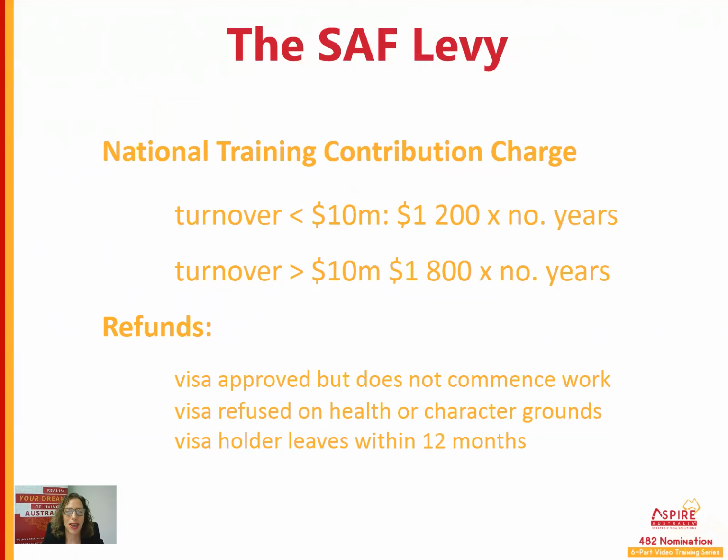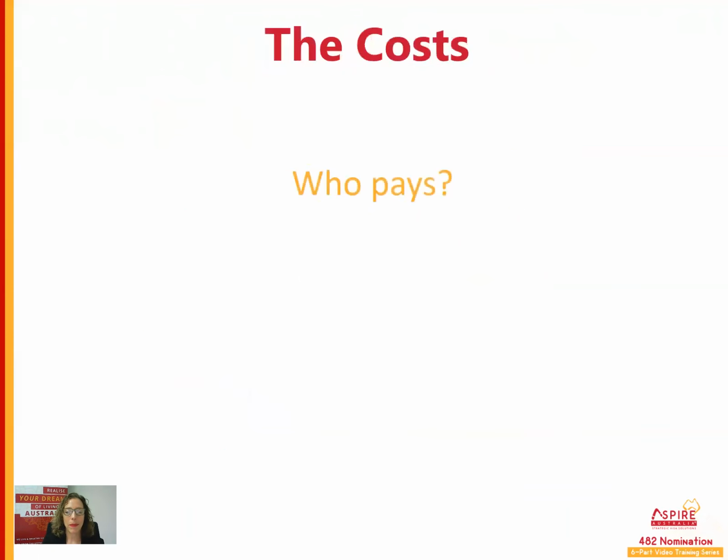It's also worth noting here that if you are transferring a nomination for an existing 482 visa holder, you will only need to pay the levy for the first year. So even if that visa holder has 3 years left on their visa, you need only pay the levy for 1 year. The employer must pay the SAF levy and the Department of Home Affairs fee. This cannot be passed on to the nominee or the visa applicant.